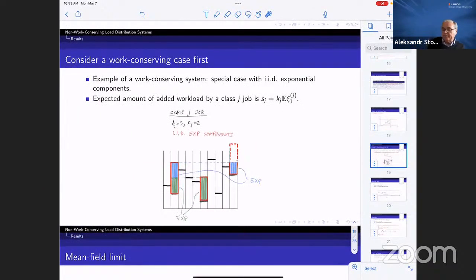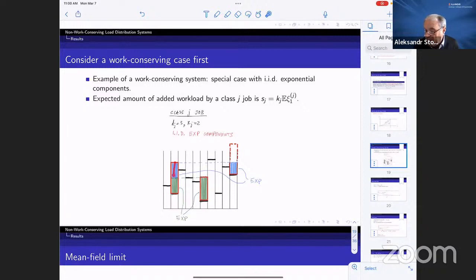So consider first the work-conserving case to see the difficulty. The work-conserving case which we'll consider is a special case when your component sizes are IID exponential. It just happens, if you look at cancel-on-completion redundancy, like we are discussing, and your component sizes are IID exponential, that the total amount of workload which is brought in does not depend on the system state. The system happens to be work-conserving.